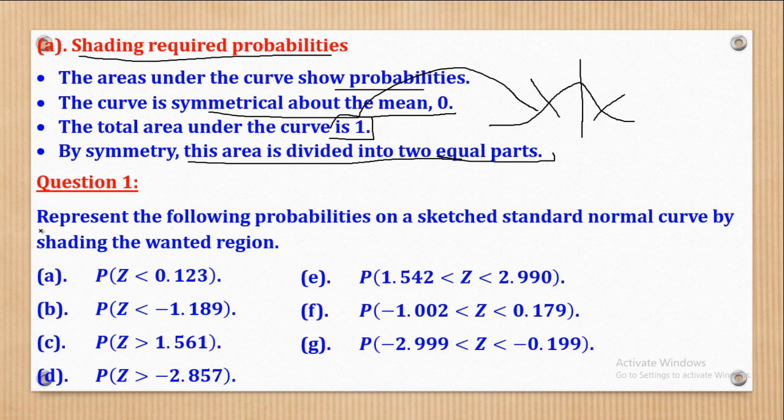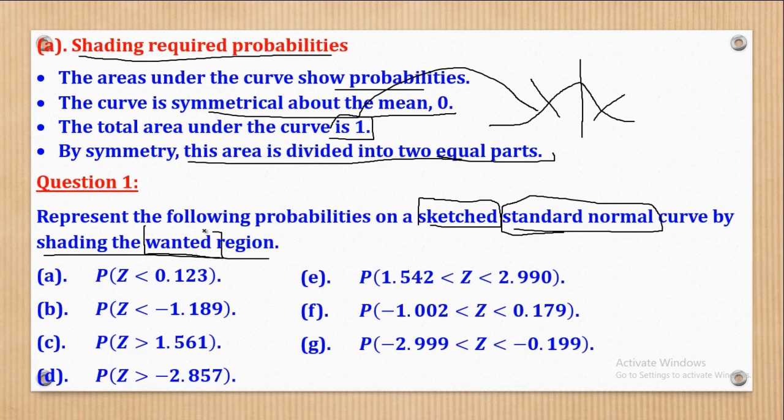So we shall start with the question, and the question says that represent the following probabilities on a sketched standard normal curve. Note that we are using a sketch, not an actual diagram. Standard means that at the symmetry there is a value of 0, which is the mean. Standard normal curve, by shading the wanted region. Note that we are shading the wanted region.